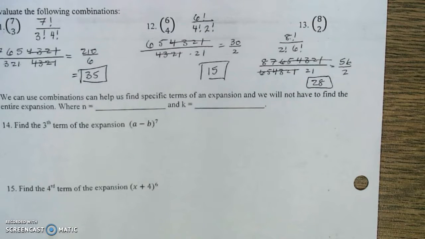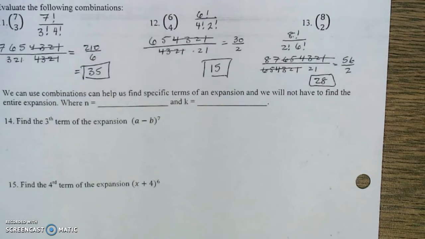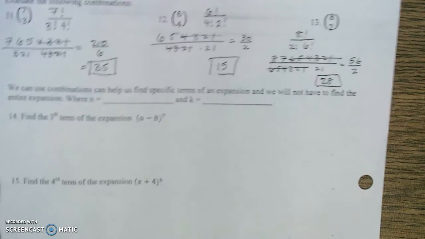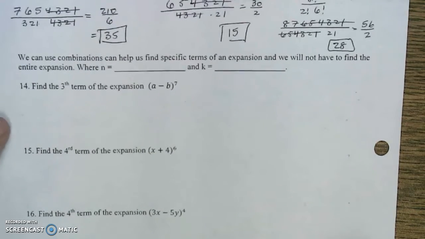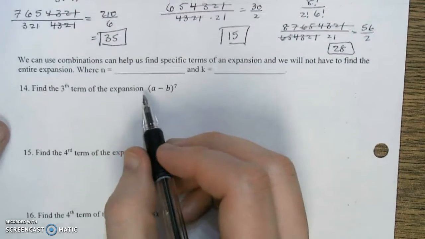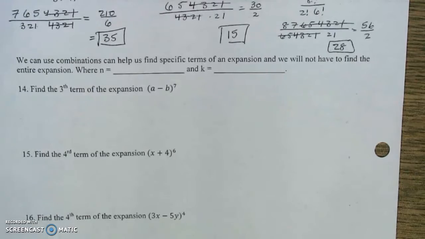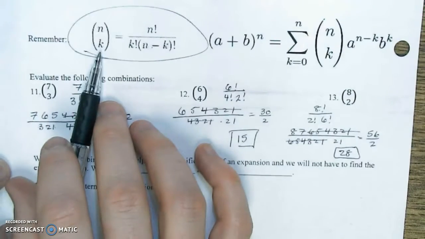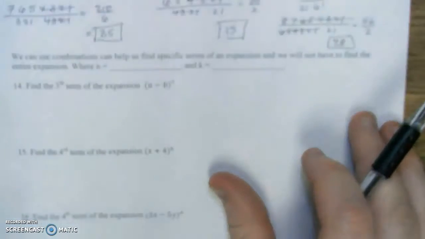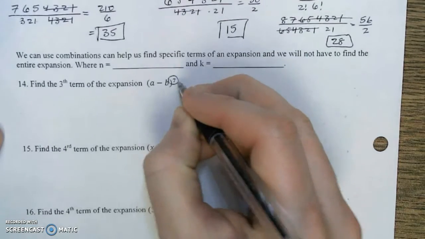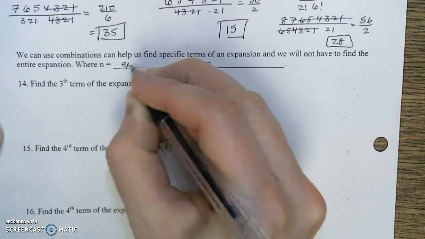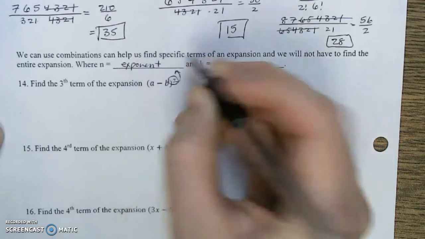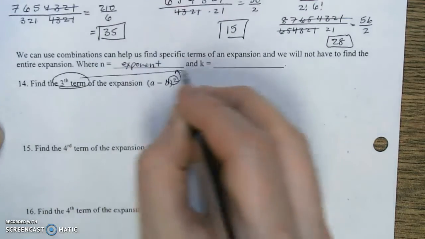And then how can we use a combination of this to help us with binomial expansion? Well, say we don't want to expand the whole thing, but we only need part of it. So when we're looking at this, the n and the k that we were talking about earlier, the n is going to be your exponent, and the term is going to be your k.